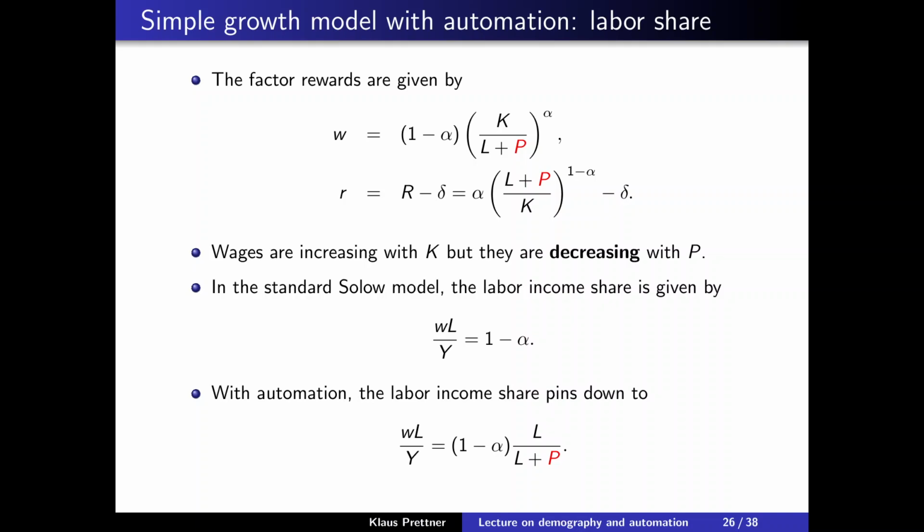So for that, we compute the wage rate, which is the marginal product of labor in the economy, and the rate of return on capital, which is the interest rate in the economy. And as we see, both of them depend in a standard way on capital and labor. So the wage rate increases with physical capital.